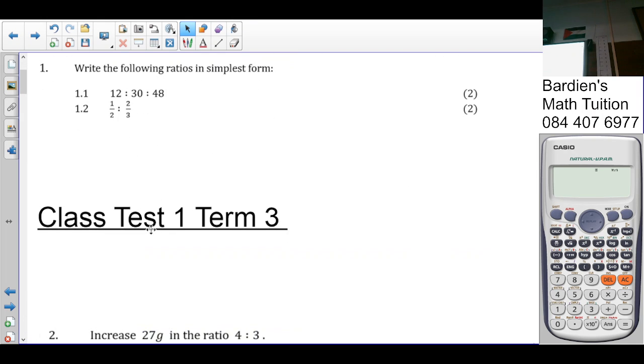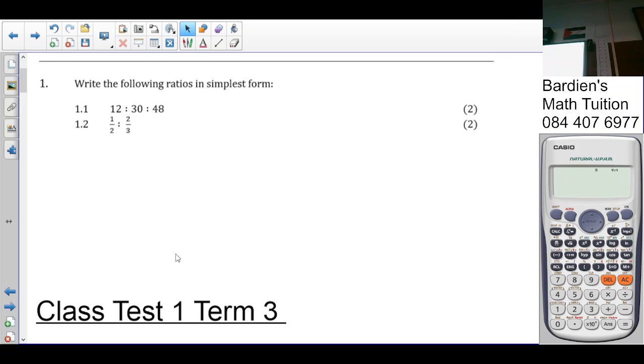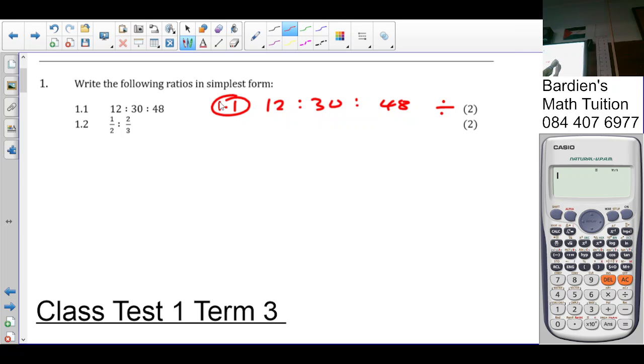Alright, let's do this. So it says write the following ratio in simplest form. So looking at 1.1, so you've got 12 to 30 to 48. So what number goes into all? 6. Now some of you say 2 and then 3, that's also no problem, or 3 then 2. But 6 goes into 12 twice, 6 goes into 30 5 times, and 6 goes into 48 8 times.